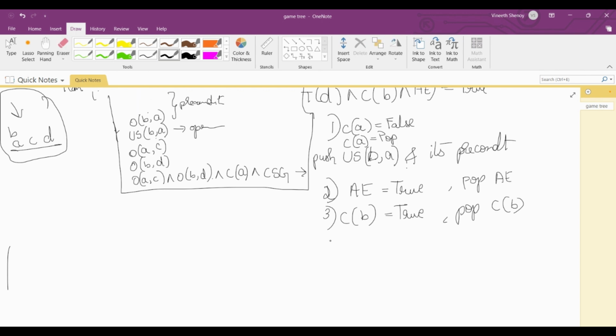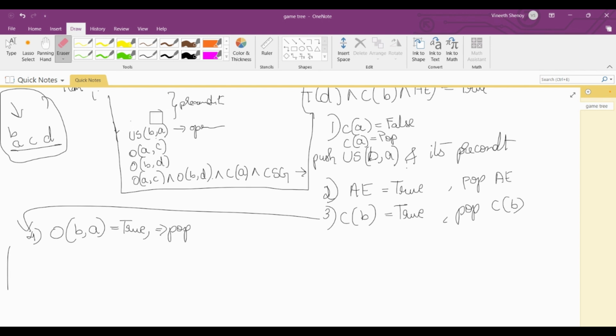Done. Another precondition satisfied. Now the fourth one, on of B comma A. That means B should be on top of A. Is that true? Yes, that's also true. So we'll pop it. Now, if all the preconditions are popped out, then you can reach the unstack operation. Unstack is our operation. That is why you write preconditions, because only once they are satisfied and popped out will you end up reaching the operation.